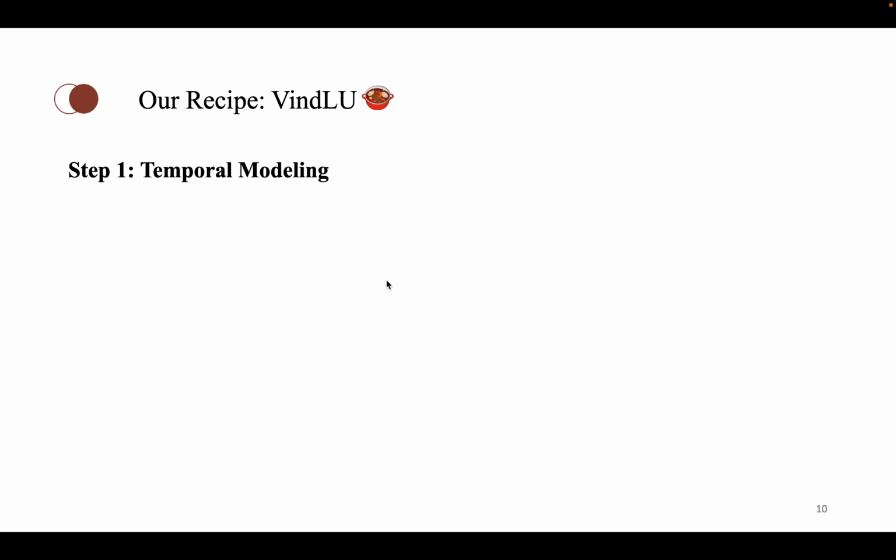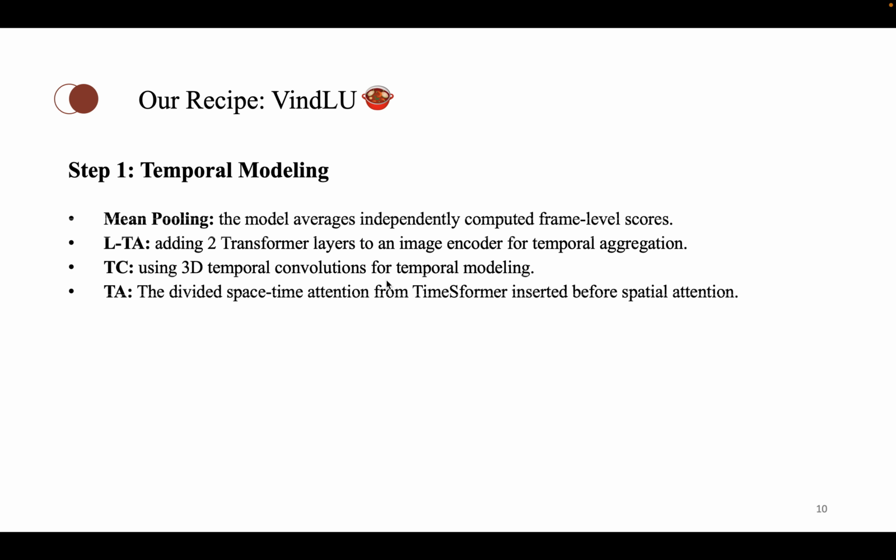Step 1 is to add temporal modeling. Temporal modeling aims to aggregate the information from multiple frames. It has been shown to be very important in action recognition tasks. We tried 4 different temporal modeling methods: mean pooling, late temporal attention, temporal convolution, and temporal attention. We can show temporal attention outperforms the mean pooling by about 6%.